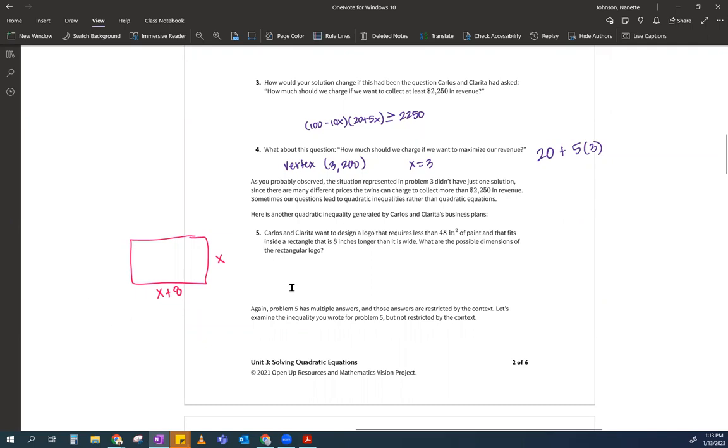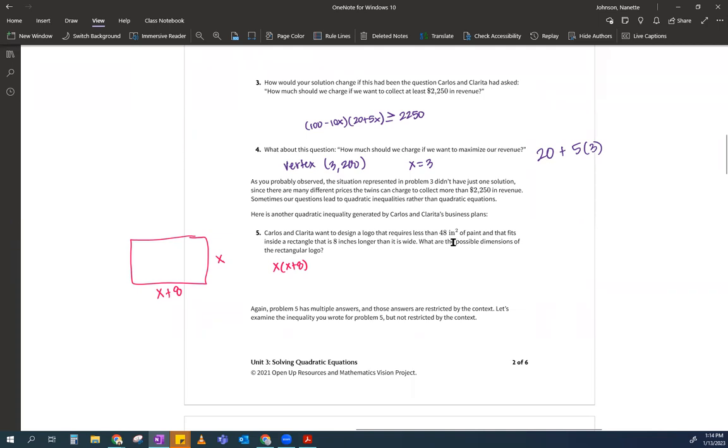Yeah. Why am I going to have to multiply them? Someone said multiply them. Yeah, because I'm looking for area. Miss Johnson, how did you know that you were looking for area? Because it said they want to design a logo that requires less than 48 inches squared.